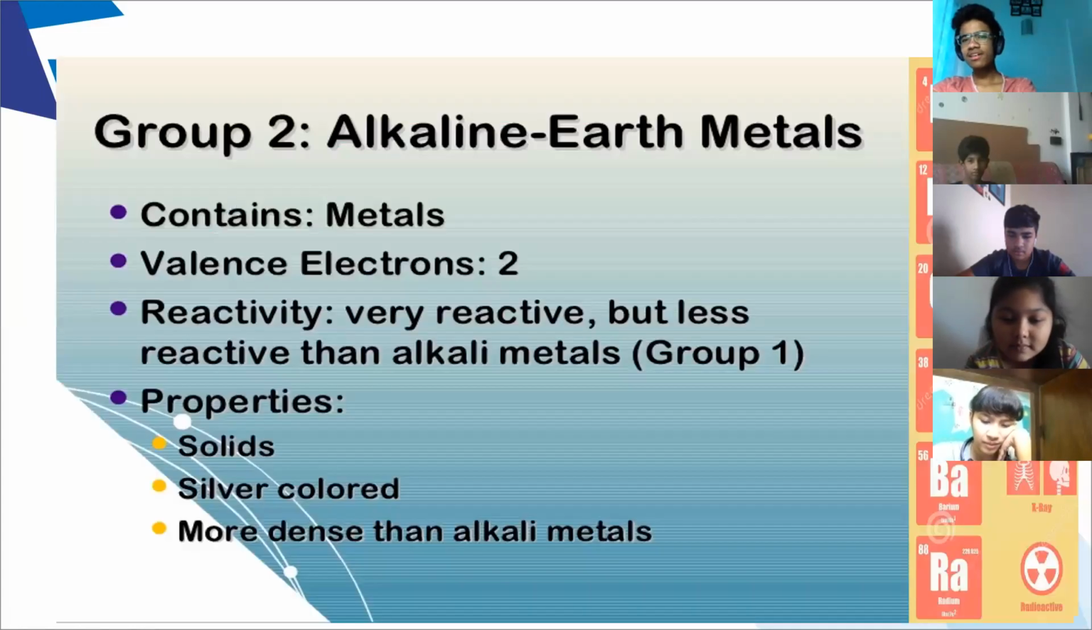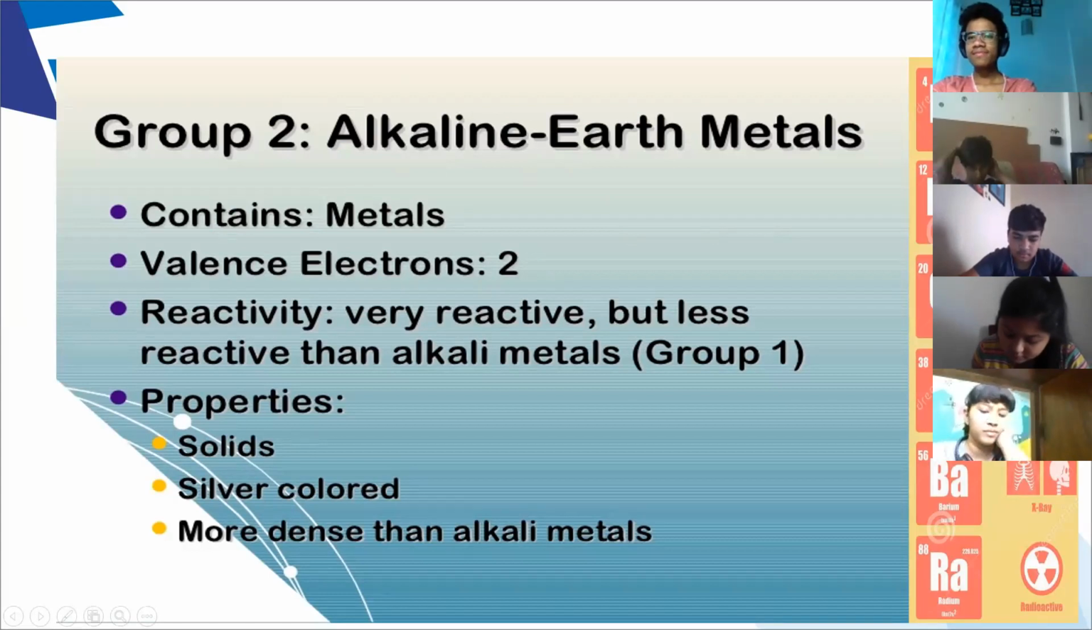Next, coming to second group elements. Second group elements are called alkaline earth metals. So why are they called alkaline earth metals? Alkaline means again, they also dissolve in water. They form hydroxides which are soluble in water. So calcium plus water, what will we get?